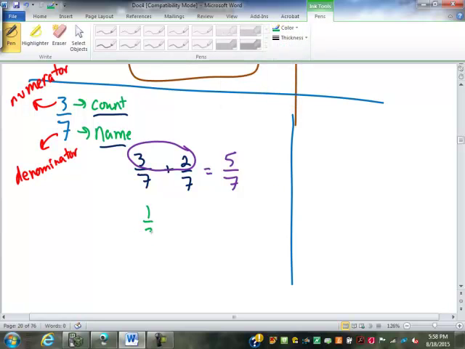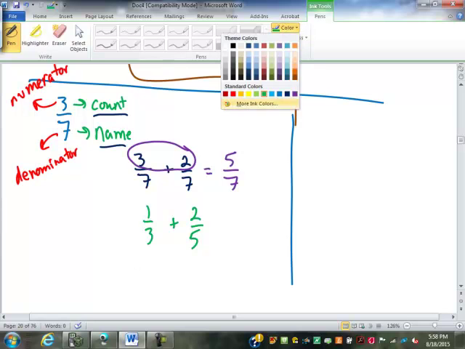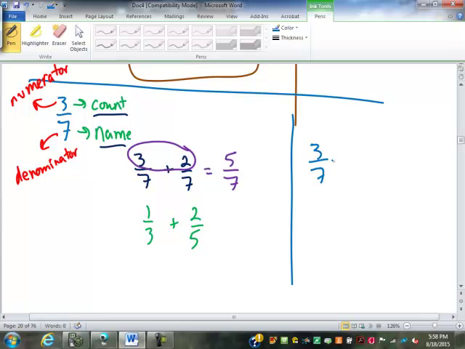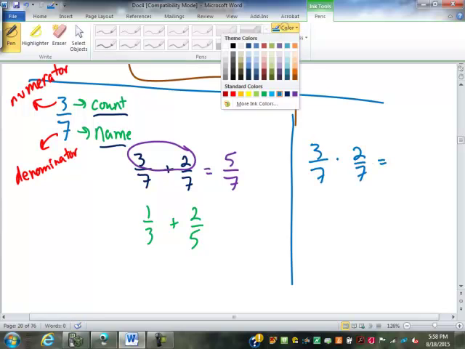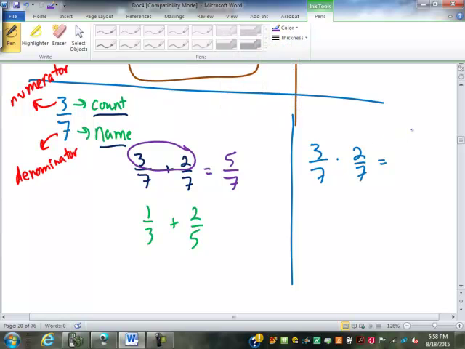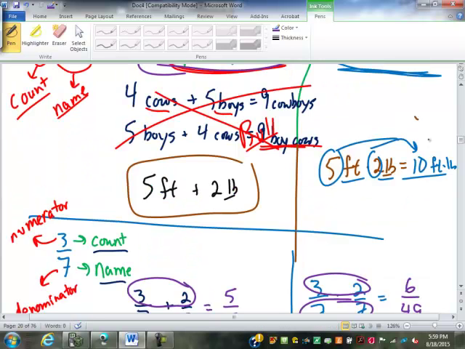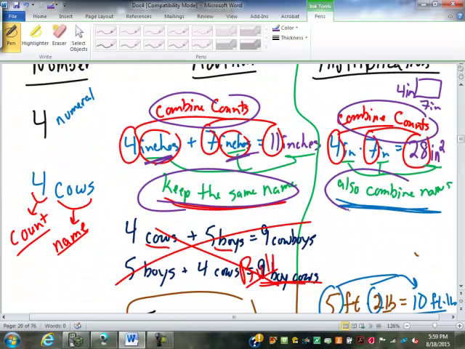So if we see something like 1/3 plus 2/5, can we add those the way they're written? No. In our second hour of class, we're going to look at how do we change those so that we can add them. But for right now, they have different names. We cannot combine them with addition or subtraction. On the multiplication side, though, looking back at that 3rd grade teacher, how did they tell us to multiply fractions? Straight across. 3 times 2 is 6. 7 times 7, 49. Again, that is not a special set of rules for fractions. Anytime we multiply numbers, we combine the counts and then also combine the names.